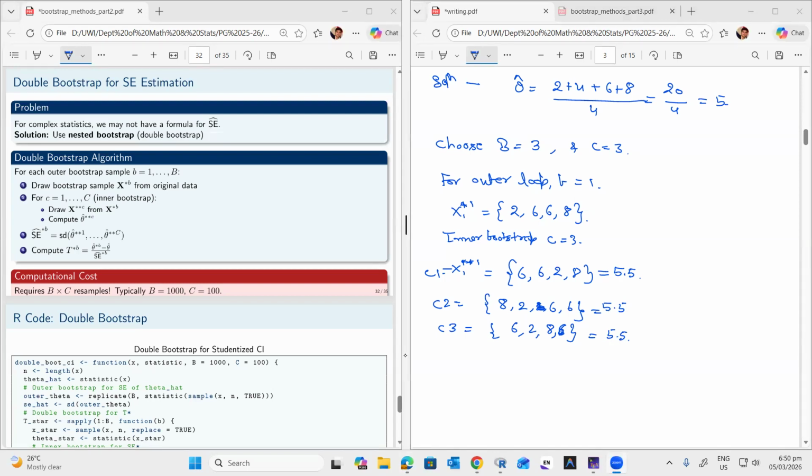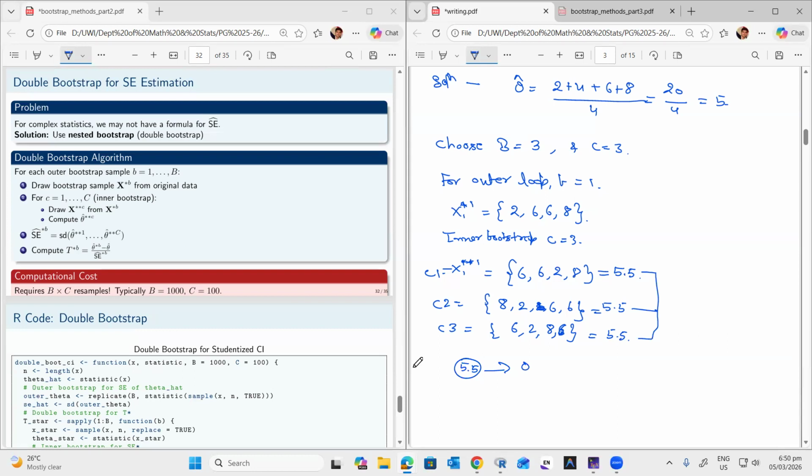If the means are the same, 5.5 for all three, what will be the standard error at that time? Now don't think of them as means, just think of them as observations. These are the three observations. What variability is there? If I have these three observations, what will be the variance? The variance should be 0. Yes or no?